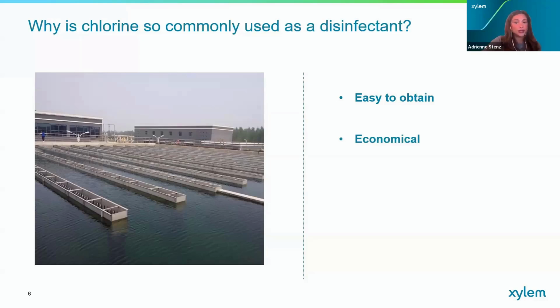It's also very economical. The other byproducts of that chlor-alkali process are hydrogen gas, which is often used as an energy source, and sodium hydroxide, which is a popular chemical used in manufacturing, especially in the use as a pH adjustment.